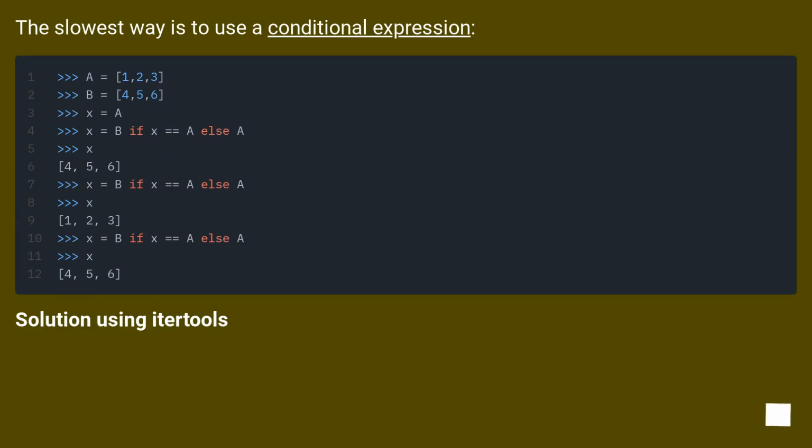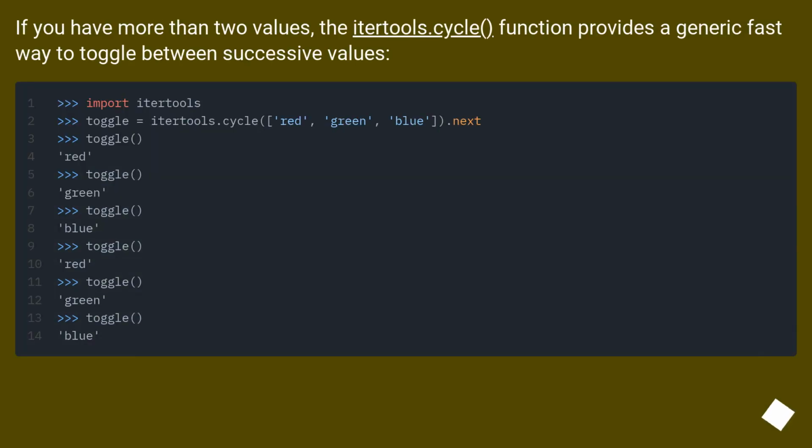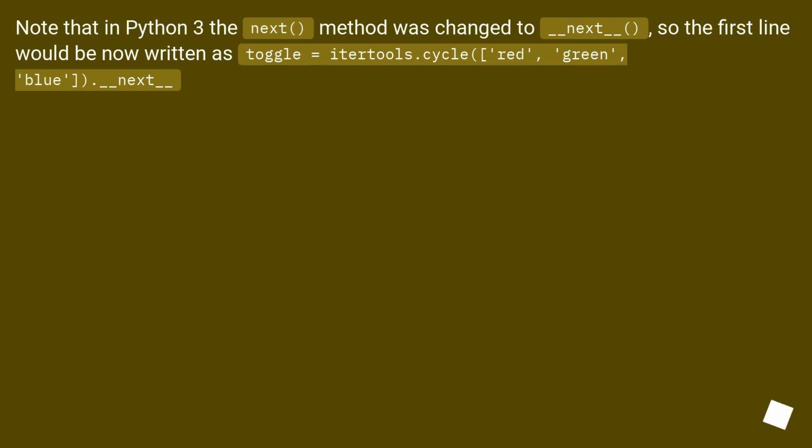Solution using itertools. If you have more than two values, the itertools.cycle function provides a generic fast way to toggle between successive values. Note that in Python 3 the next method was changed to __next__, so the first line would now be written as toggle = itertools.cycle(red, green, blue).__next__.